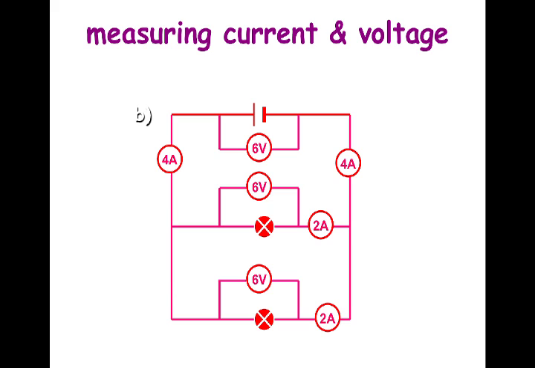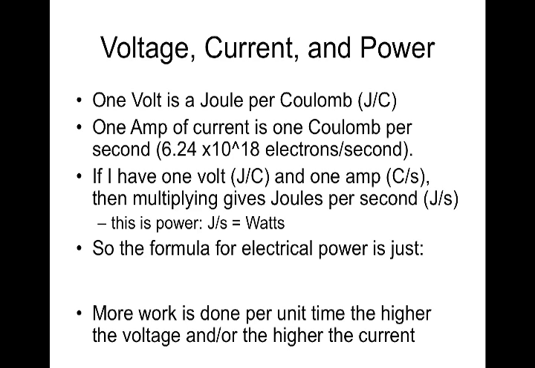So the lamp in the middle here gets half of the 4 amps, so 2, and the one on the bottom gets the other half, but they add up to 4. The voltage, however, in this parallel circuit is the same throughout. It's a 6-volt battery, so it's 6 volts across both resistors.